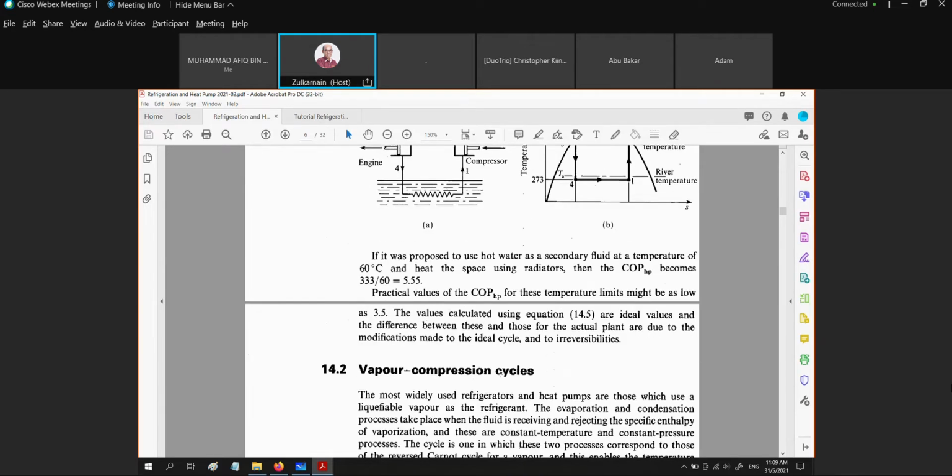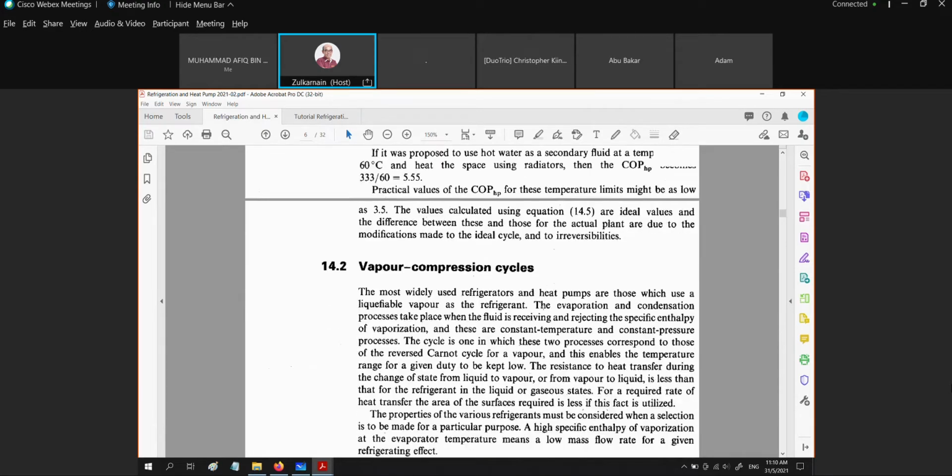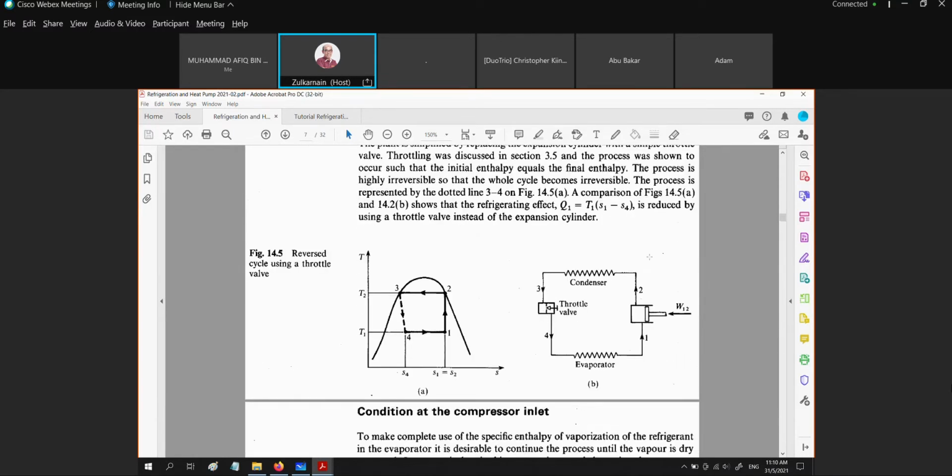And then after looking at the reverse Carnot cycle, we look at the vapor compression refrigeration cycle, the VCRC. Why do we need the VCRC? Because it's more towards the practical type of cycle. What we do is substitute the expansion engine with a throttle valve, because the most important thing is to get low pressure. From the pressure of the condenser, we throttle it, we expand it to the pressure of the evaporator.